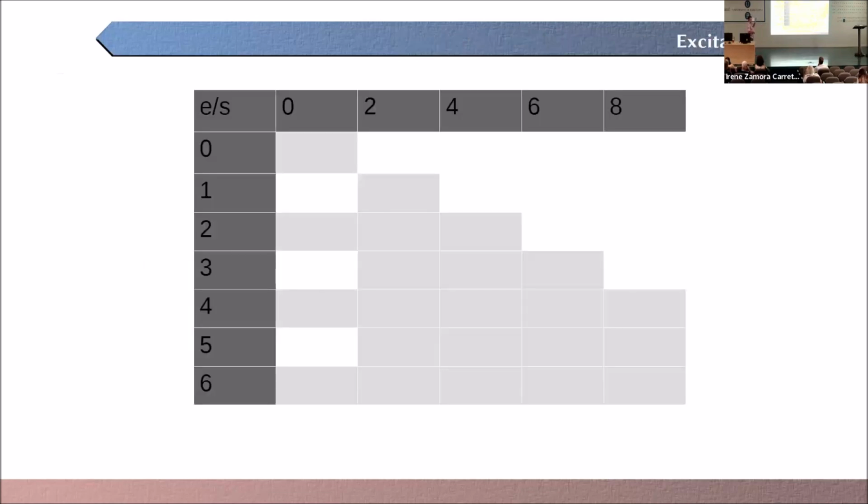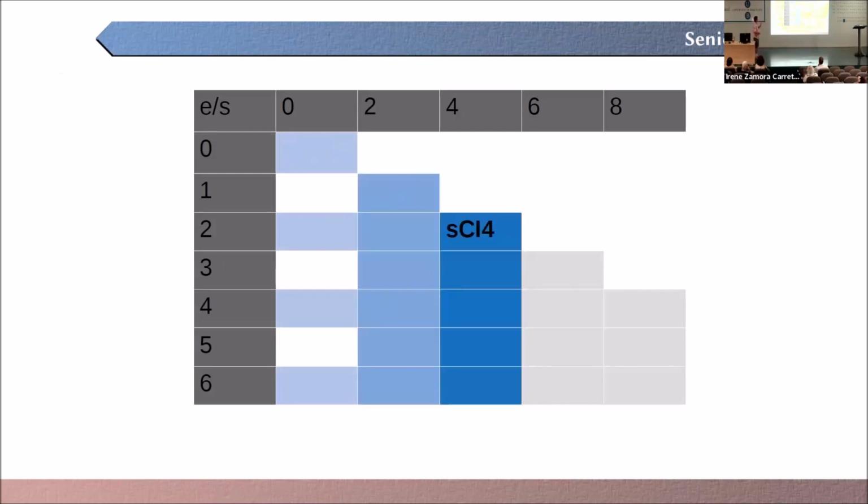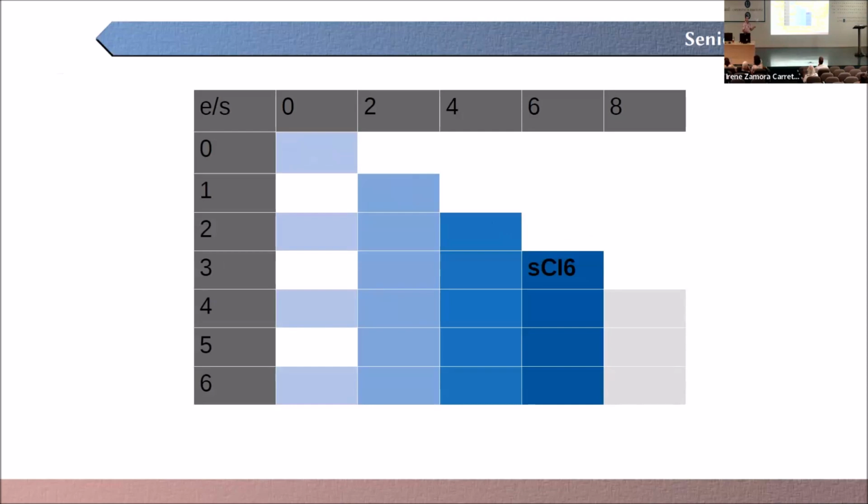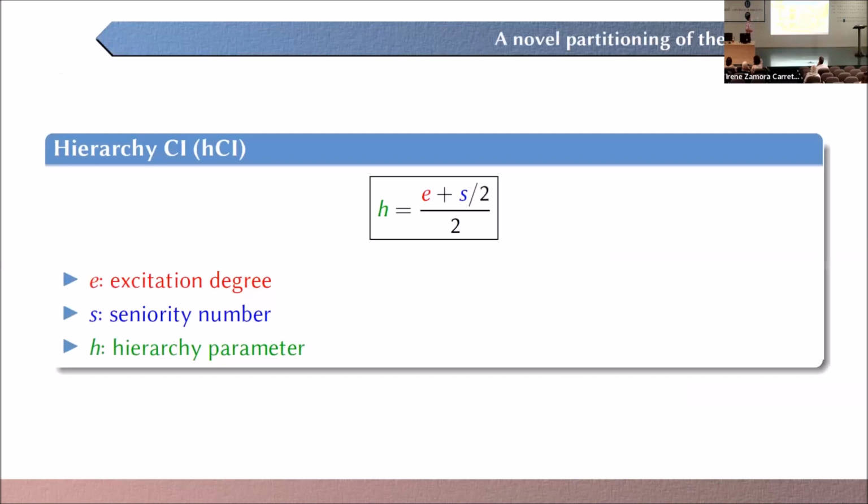I can do a map with the excitation degree and the seniority, and you can see that CIS is going to fill this map from top to bottom, if you want, and the seniority is going to fill this map from left to right, if you want. The problem with seniority is that at each seniority, you have excited determinants with all excitation degrees. So it's exponentially expensive at each step, which is quite annoying.